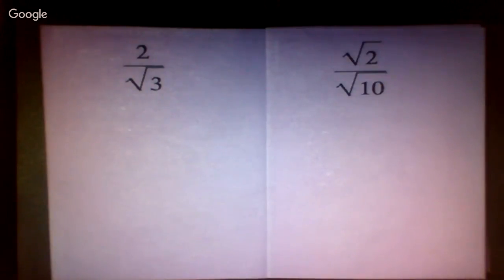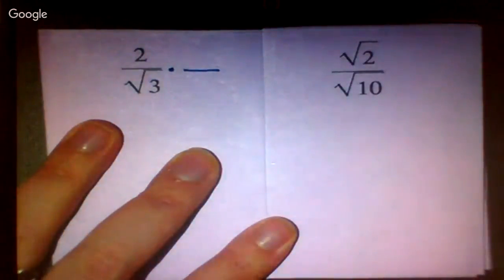If you take a look at this first fraction here, 2 divided by the square root of 3, can I simplify anything here? No. There's no fraction to simplify, and the square root of 3 is in its lowest, simplest form. But we cannot leave it like this. You cannot leave anything with a radical in the denominator. So we do something called rationalizing the denominator.